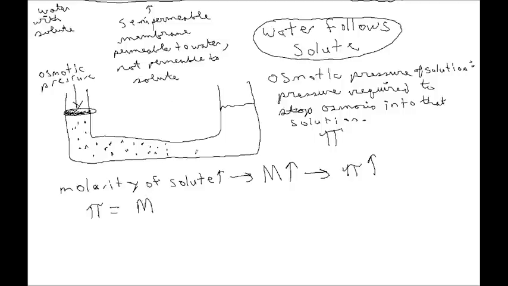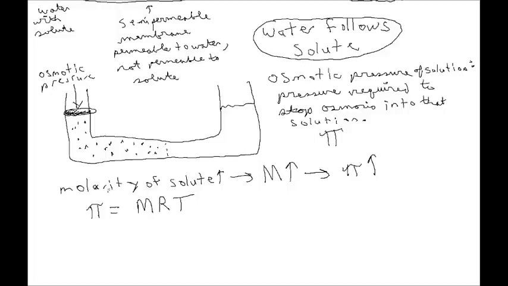This again is why this is another colligative property. Because if the osmotic pressure depends on the molarity, then it depends on the number of moles of solute particles. And again, it turns out all that matters is the number of particles. It doesn't matter what the identity of the particles are. Now the rest of the equation turns out to be this. It just so happens that the rest of the equation for osmotic pressure is like this.